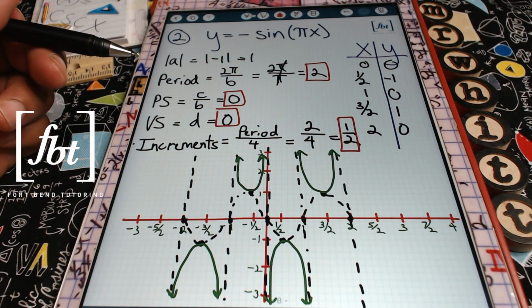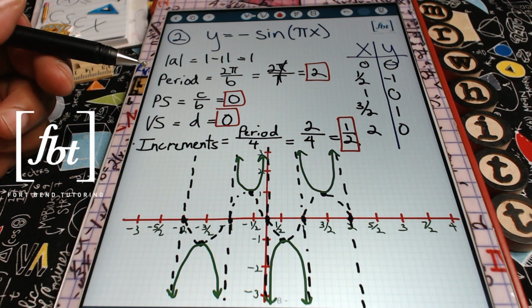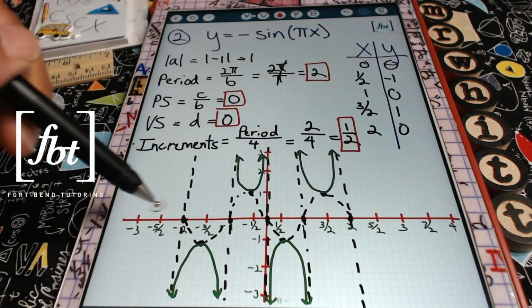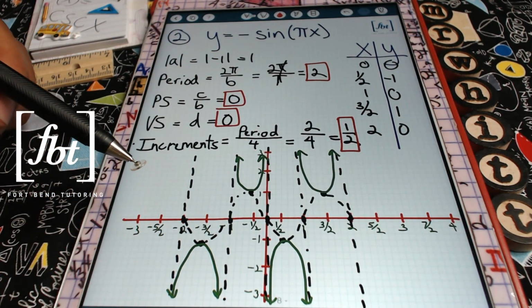Other values that they may want to ask you about are going to be things like the y-intercept. This graph doesn't have a y-intercept. It also does not have any x-intercepts, as I told you guys previously.